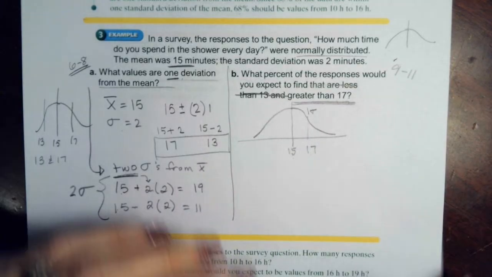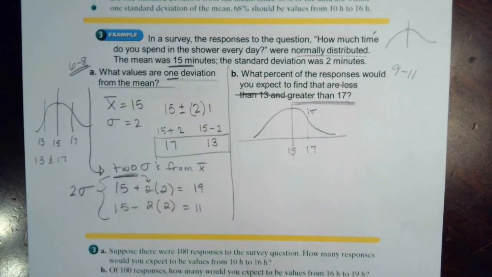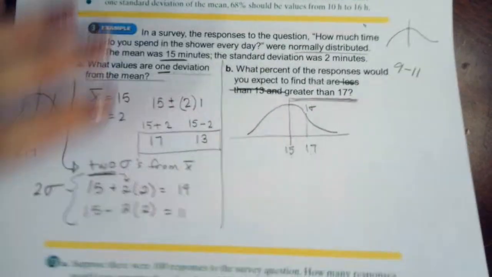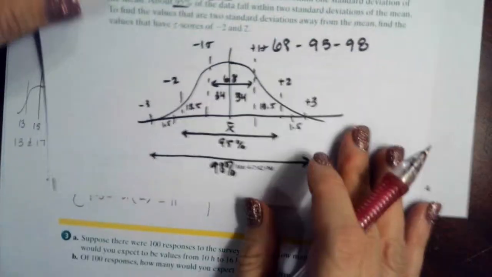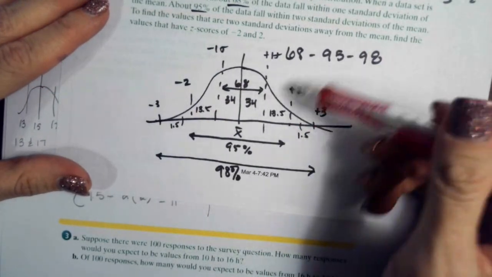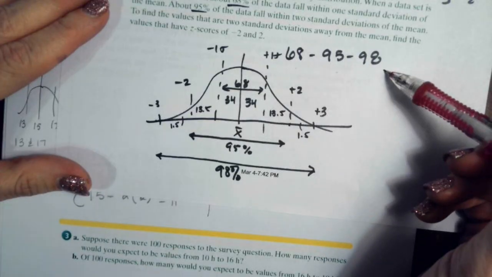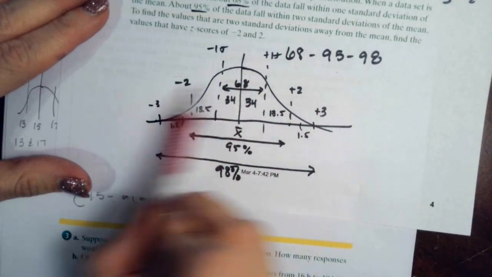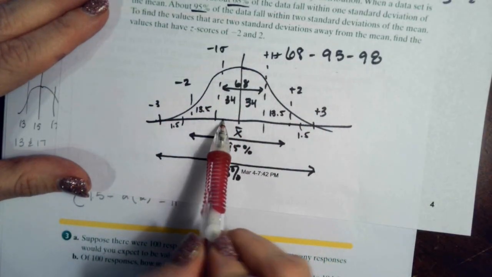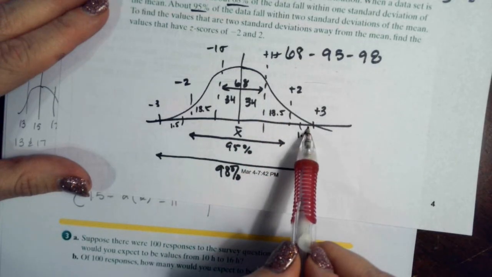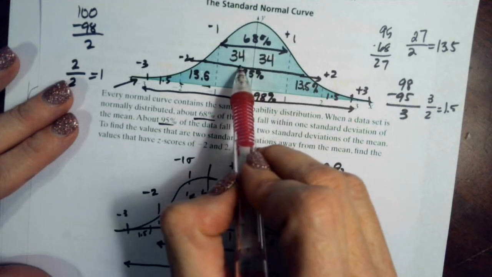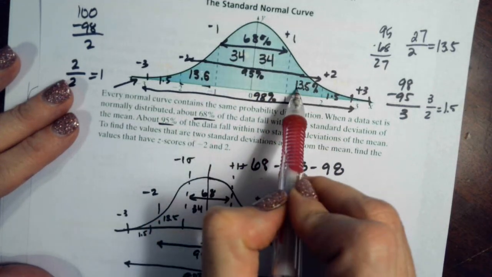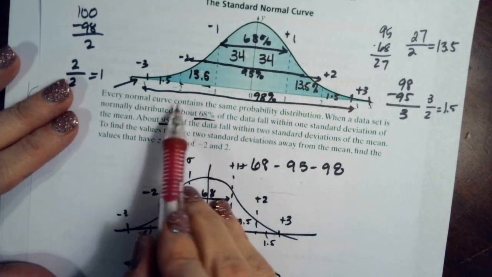Okay, now going back to this normal curve, right? Going back to this, the 68, 95, 98, I know that on this side of the mean, it's 50%. On this side of the mean, it's 50%. But then within each of these pieces, there are the 34, 13.5, and then the 1.5s.